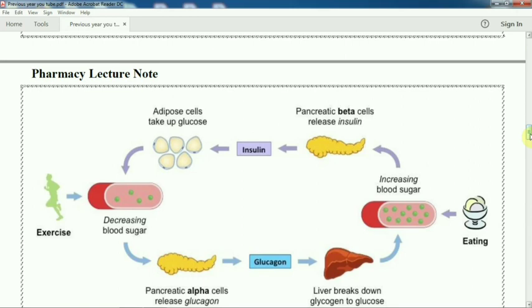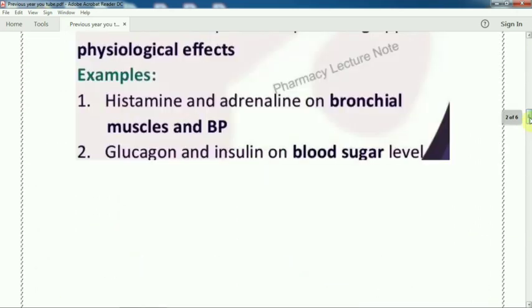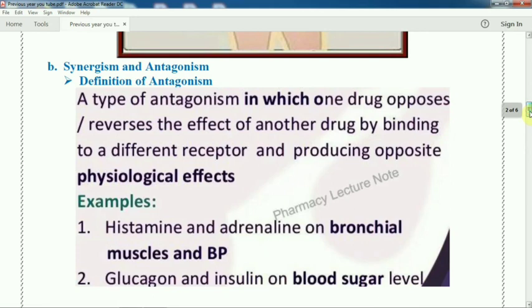Another function: when we are eating, the blood sugar level increases. This stimulates the beta cell, the beta cell releases insulin, and insulin makes the adipose cell take up glucose. So both functions are different or opposite. One is secreted from the alpha cell, another from the beta cell. That is reverse or opposite action, the drugs oppose one another, that is antagonism.